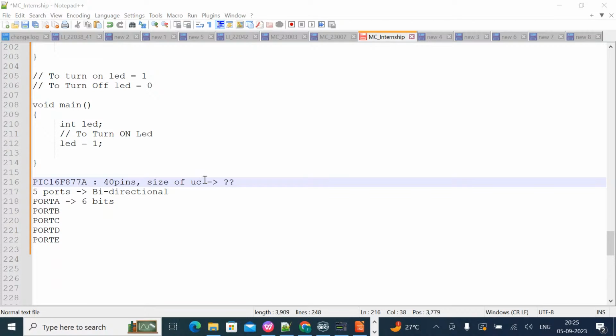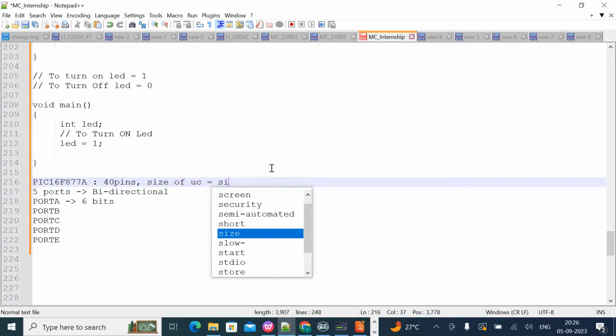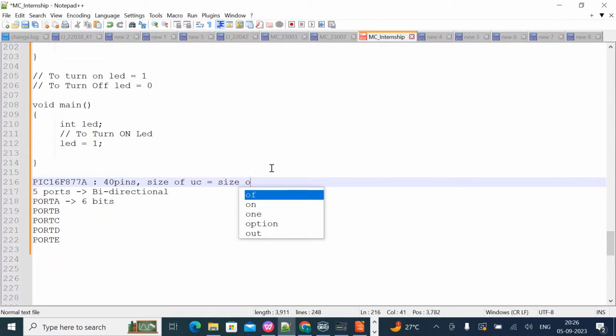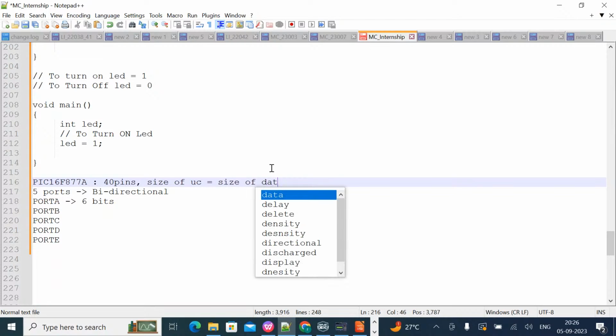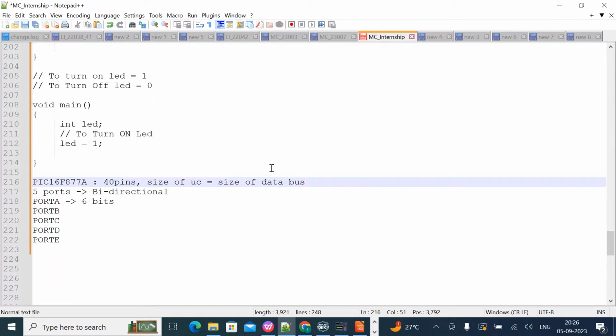So usually, if you talk about any microcontroller, remember this, people. Size of microcontroller is equal to size of its data bus. Whatever is the size of the data bus of the microcontroller, the microcontroller's size is that much. Okay, now see the data bus.